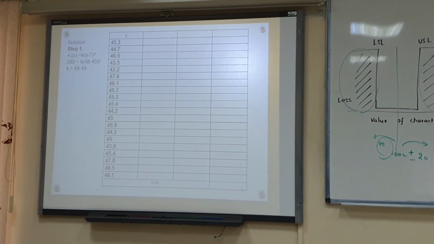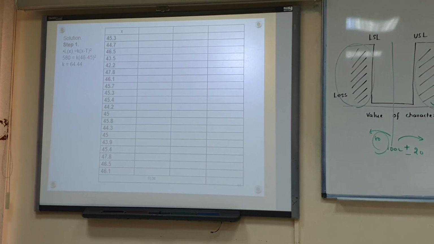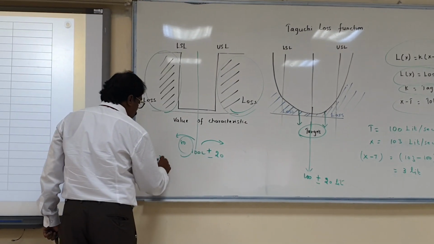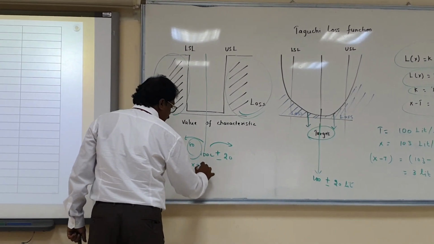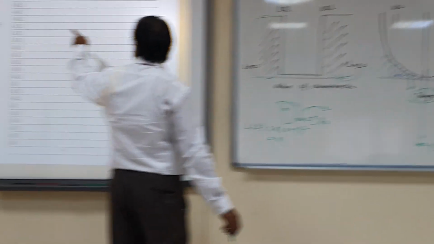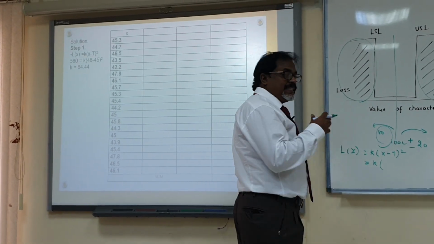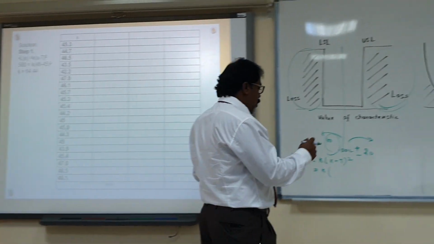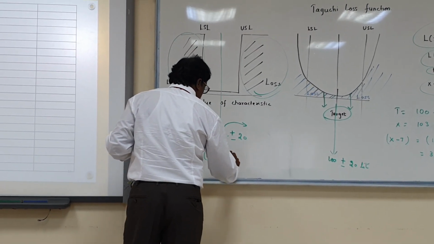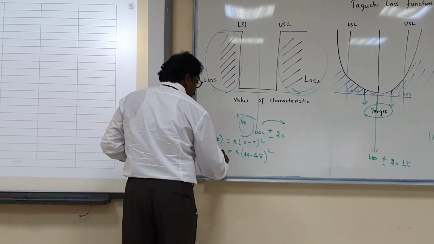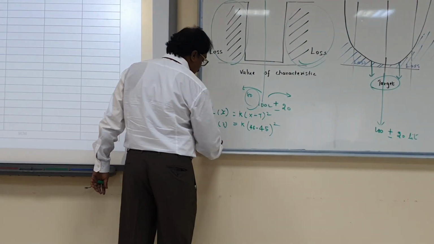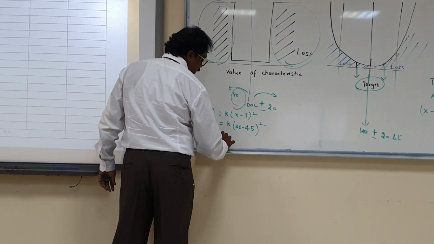When you are going to calculate this, L of x equals k into (x minus t) whole square. To calculate the k value, the x value will be there. Originally the target is 45 and the maximum deviation given is 3, so 48. The loss given already is 580 OMR per year.